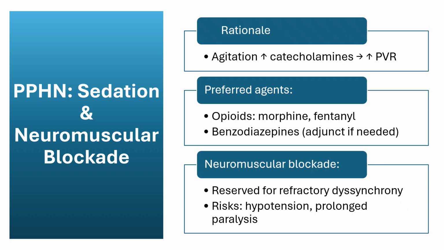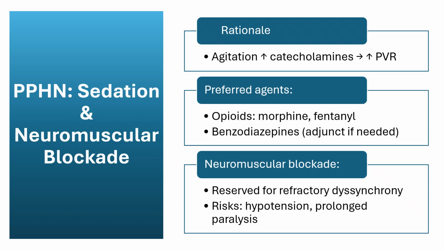In PPHN, agitation increases catecholamine release, which elevates pulmonary vascular resistance and worsens right-to-left shunting. Sedation is therefore an important adjunct in management. Opioids such as morphine or fentanyl are used to reduce stress and oxygen demand, while benzodiazepines may be added if additional anxiolysis is required. Neuromuscular blockade is reserved for refractory cases with severe ventilator dyssynchrony, allowing precise control of ventilation and minimizing oxygen consumption from muscular activity.